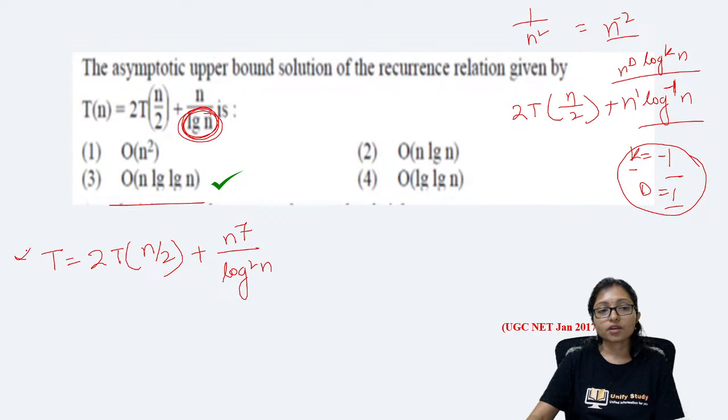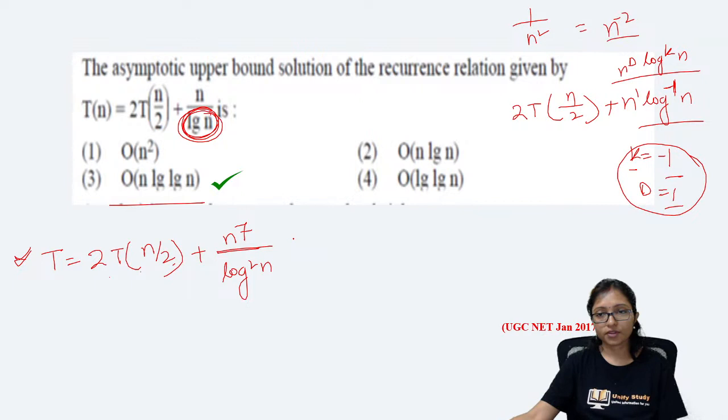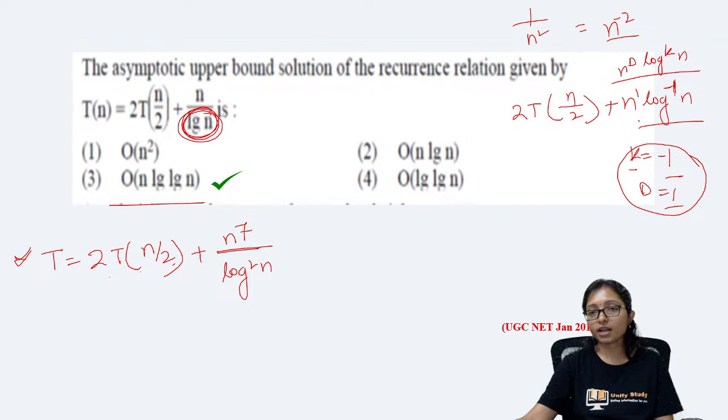2T(n/2) plus n to the power 7 log square n. What will be the answer? You just need to find out the k value and d value. What is the value of d? Here the d value is 1, n to the power 1. It is n to the power 1, right? Previously it was the previous one. I was telling this one because Lakshmi was asking about it.